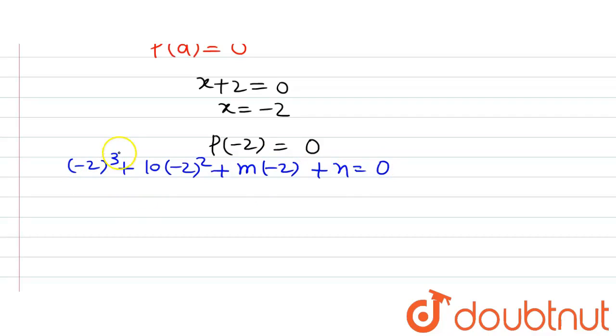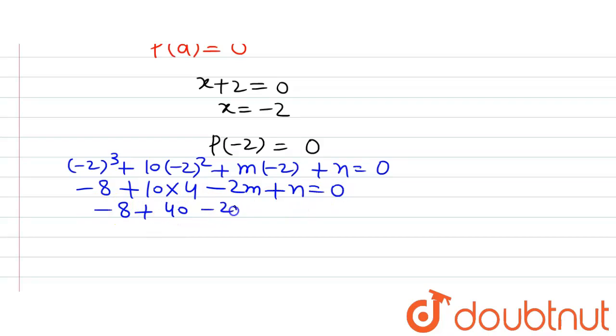Minus 2 raised to the power 3, because the power is odd, we will have minus 8, plus 10 multiplied by minus 2 raised to the power 2, because the power is even, so we will have plus 4, plus m multiplied by minus 2 will give us minus 2m. Minus 2m plus n is equal to 0. This will give us minus 8 plus 40 minus 2m plus n is equal to 0. On solving it, we will get 40 minus 8 is 32. So minus 2m plus n is equal to minus 32. This is our equation 1.